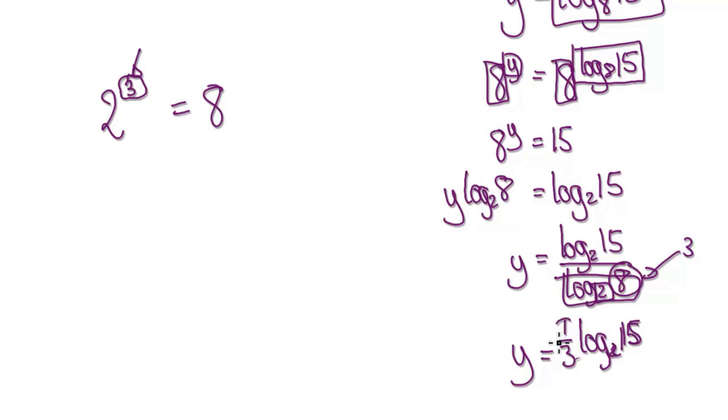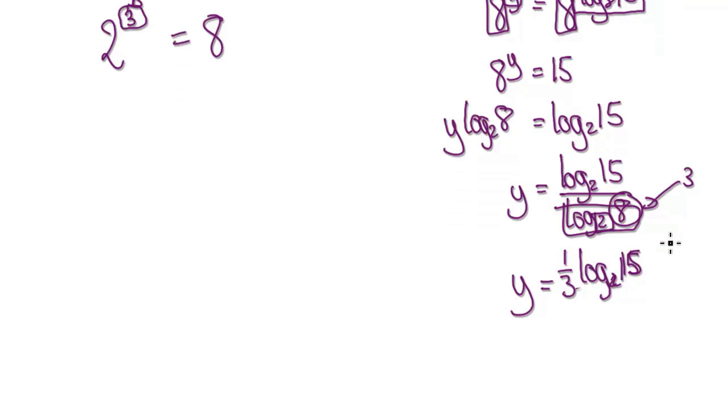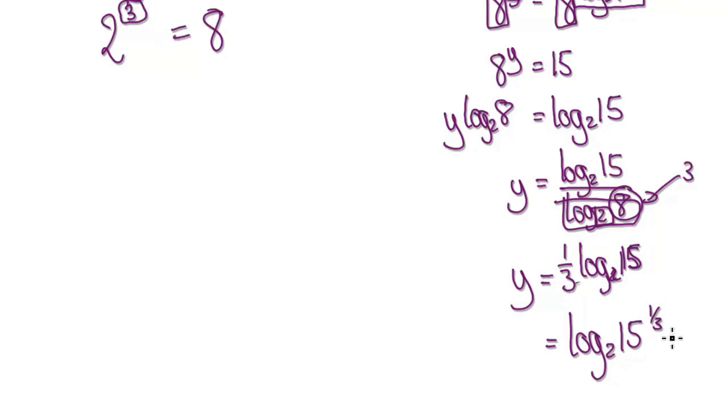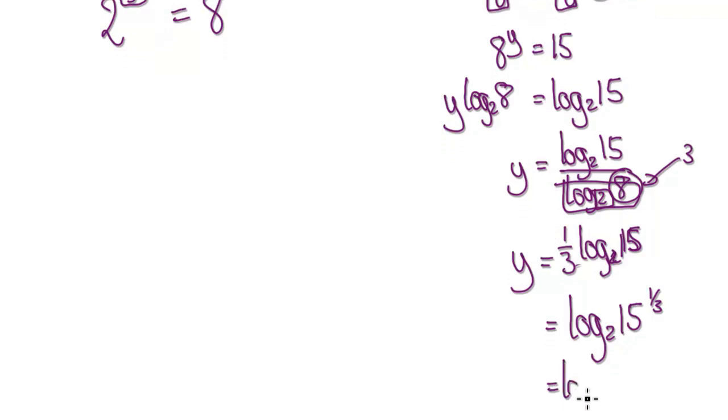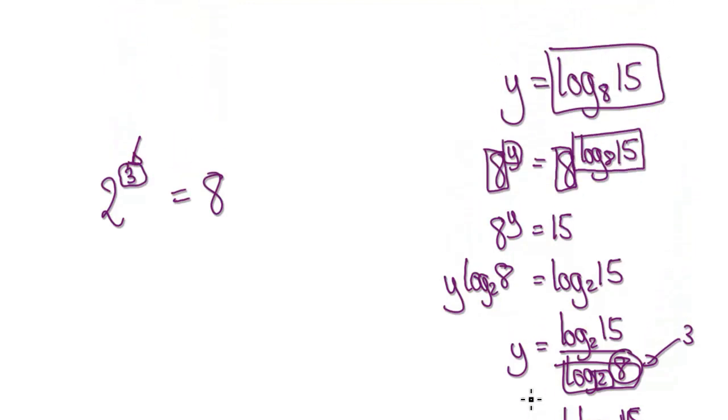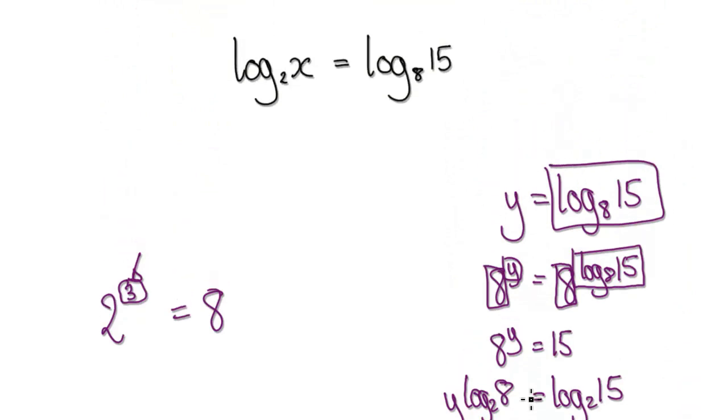And then you can actually push this back into here. So it will then become log base 2 of 15 to the power of a third. So we can push this back into here, and then to the power of a third is the cube root. So that's the same as log base 2 of the cube root of 15. So that is y. So this whole block here can be represented by log base 2 of the cube root of 15.